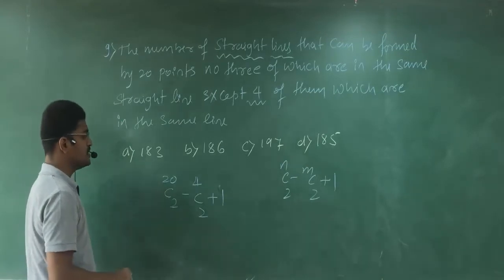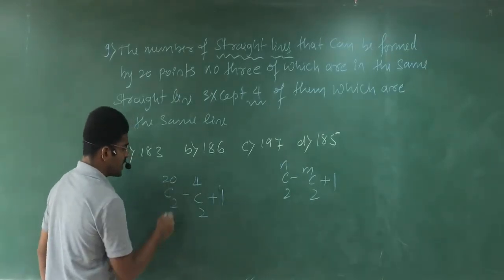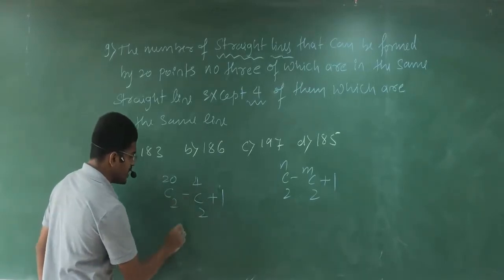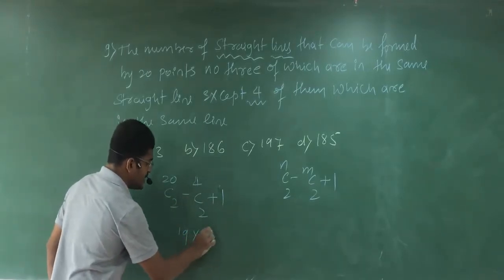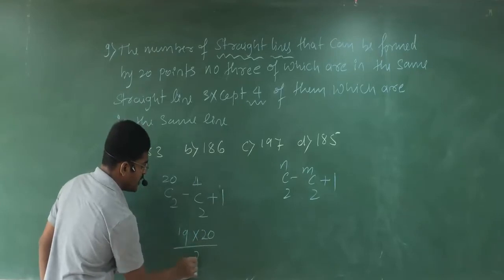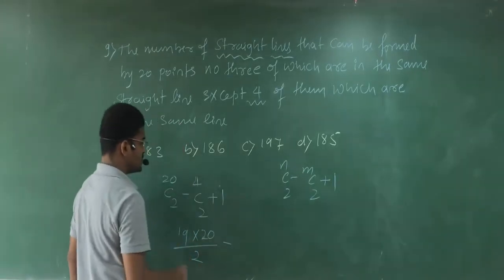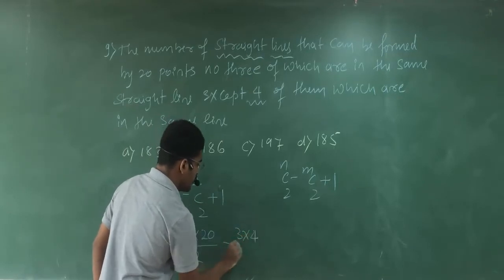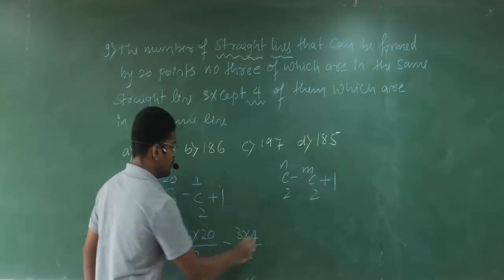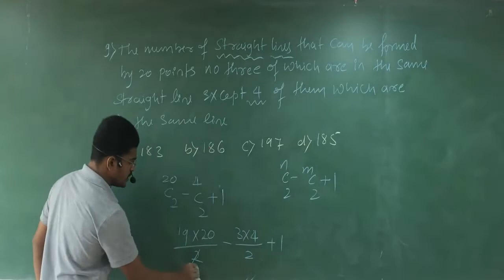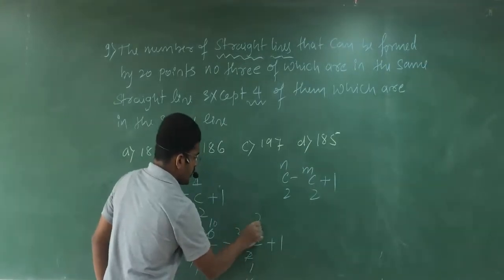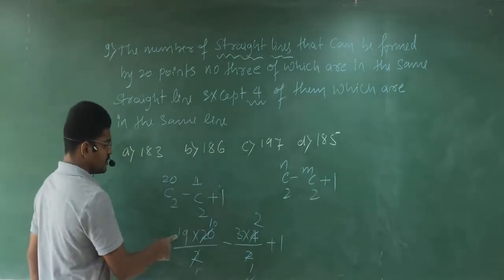So 20C2 means 20 factorial divided by 2 factorial into 18 factorial. 18 factorial cancels. 19 into 20 divided by 2, minus 4 factorial over 2 factorial into 2 factorial, 2 factorial cancels, 3 into 4 divided by 2, plus 1. So 2 into 10, 190. 2 into 2, 3 into 2, 6.